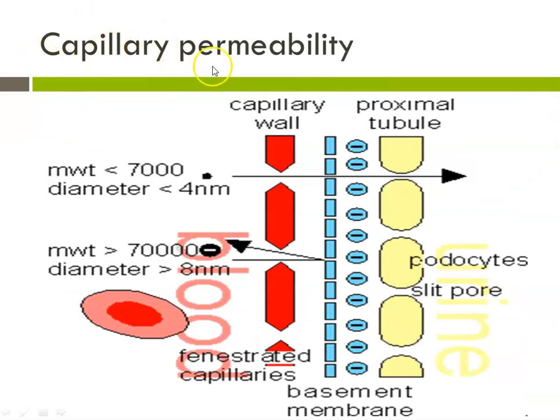Okay, now let's see the capillary permeability. These are the endothelial cells. Between these cells, the fenestra is present. Substances less than 4 nanometer get filtered through this fenestra. Substances more than 8 nanometer will not get filtered. And see, these three layers are negatively charged. A substance like albumin, though the albumin is less than 4 nanometer, gets repelled back because it is negatively charged. Okay.